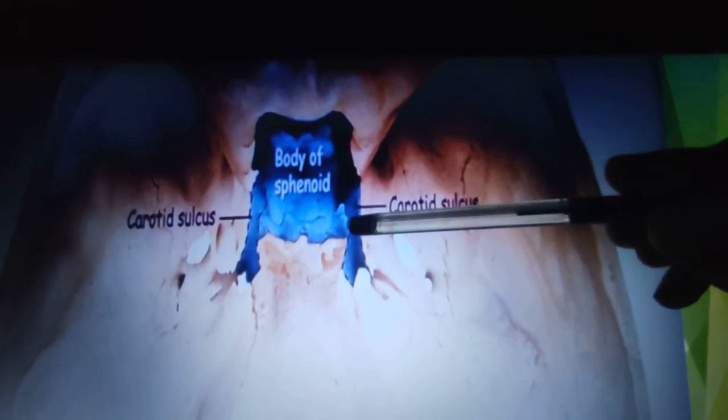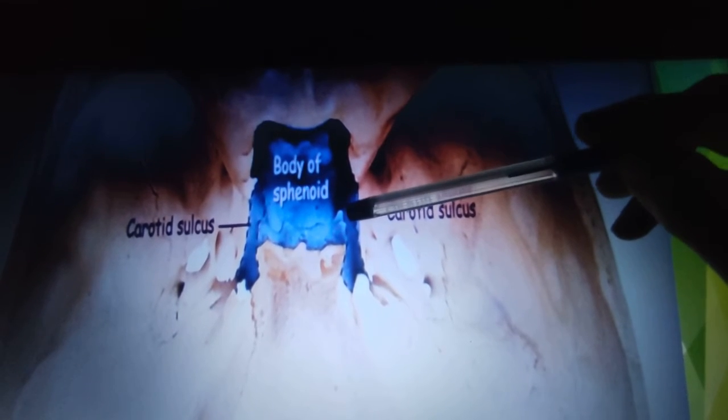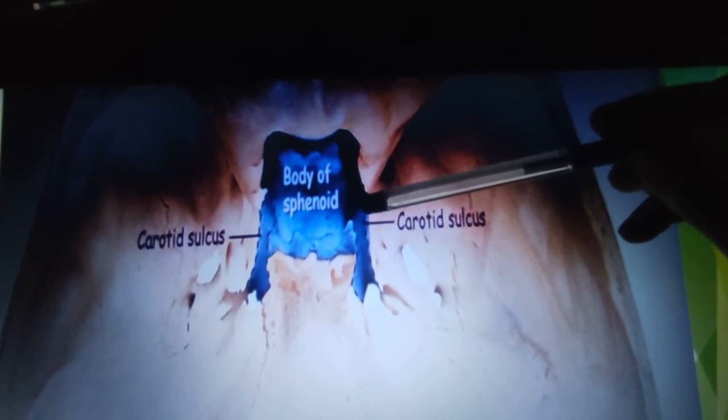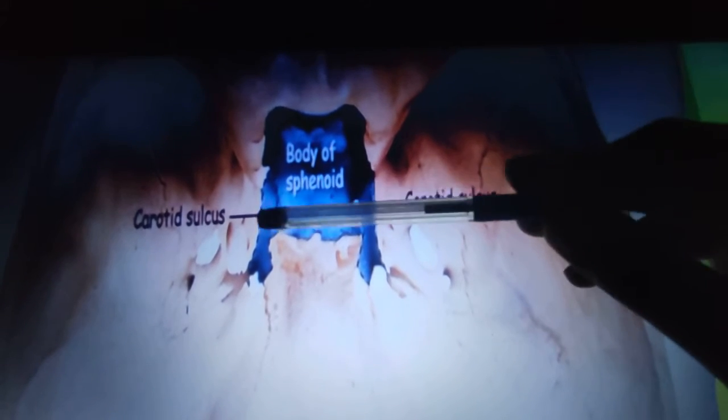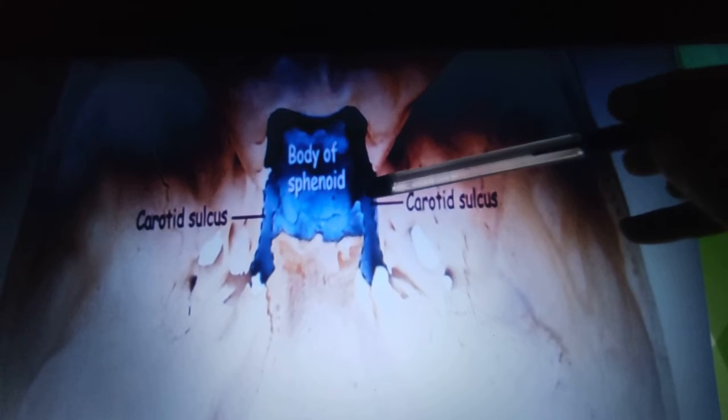Next, we can see the carotid sulcus on each side of the body of the sphenoid. This is the carotid sulcus, which lodges the cavernous part of the internal carotid artery. Okay, carotid sulcus on each side of the body of the sphenoid lodges the cavernous part of the internal carotid artery.